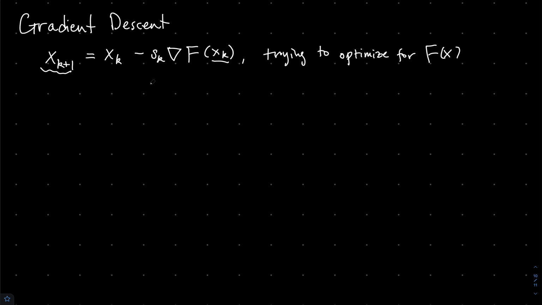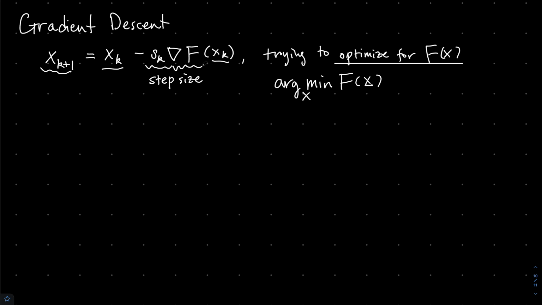So what we're trying to do, in optimizing for f, is find the minimum of f of x, and we're trying to find the x that minimizes this, right? So we write this as argmin and minimize for x. All right, and what is sk here? This is the step size. This is the size of the modification of value x depending on the gradient.